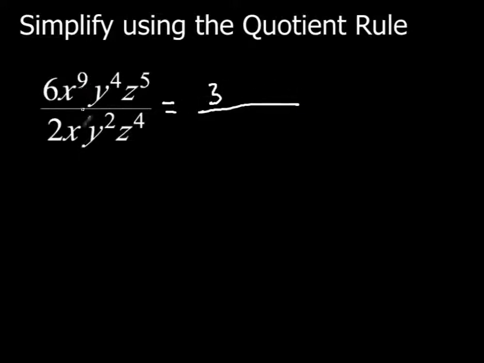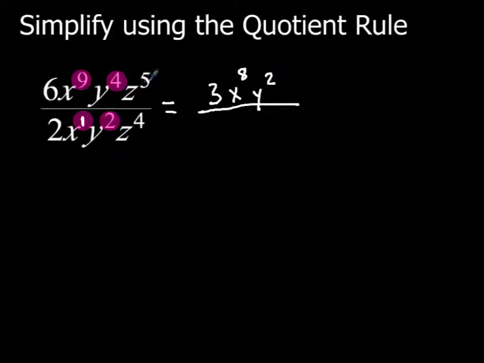Now, x to the 9th, and I've got an x in the bottom. Whoa, what is going on with that? I got a 9, and I don't have anything there? Oh, but that's right. We're cool. We're rock stars. We know the exponent there is 1. So 9 take away 1? Yeah, that's 8. You're great. So I'd have x to the 8th power in the numerator. Now, my next term, I've got y to the 4th and y squared. 4 minus 2 gives me 2, so we would have a y squared in the numerator.